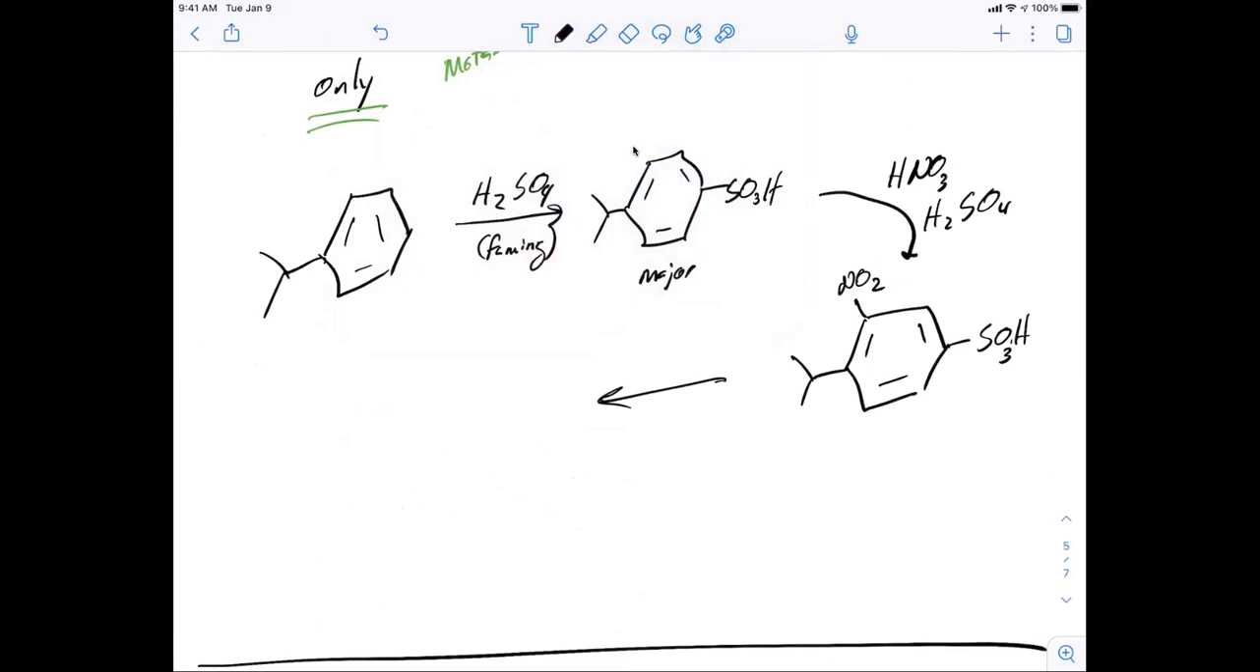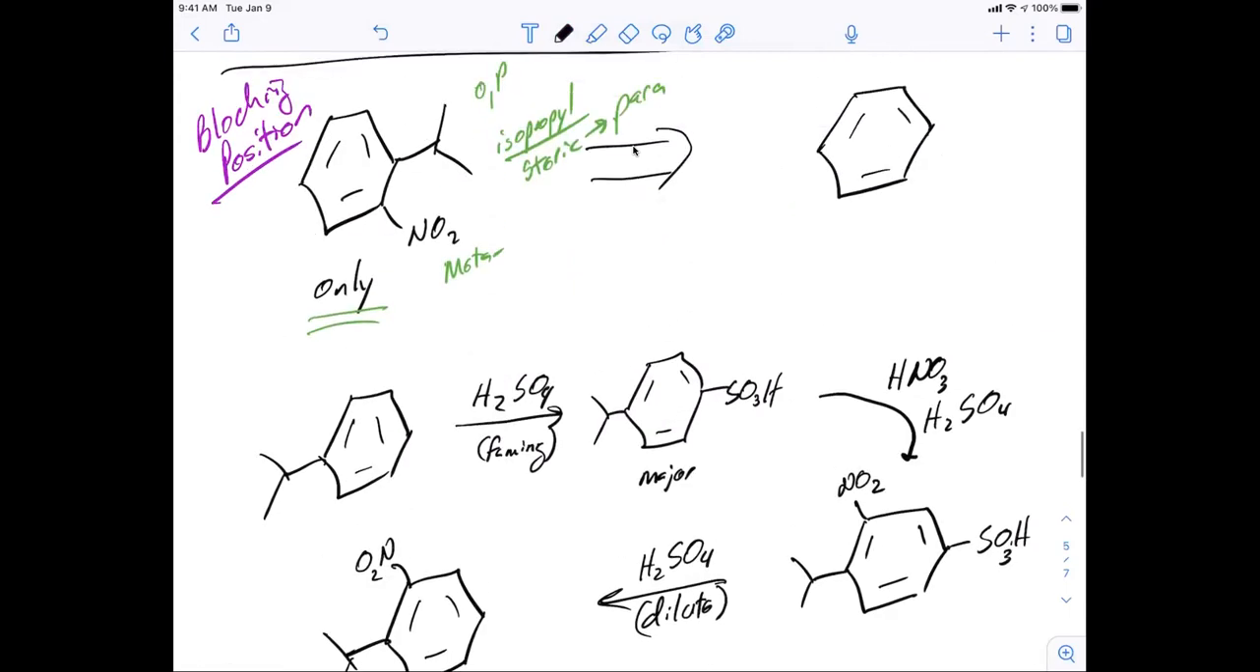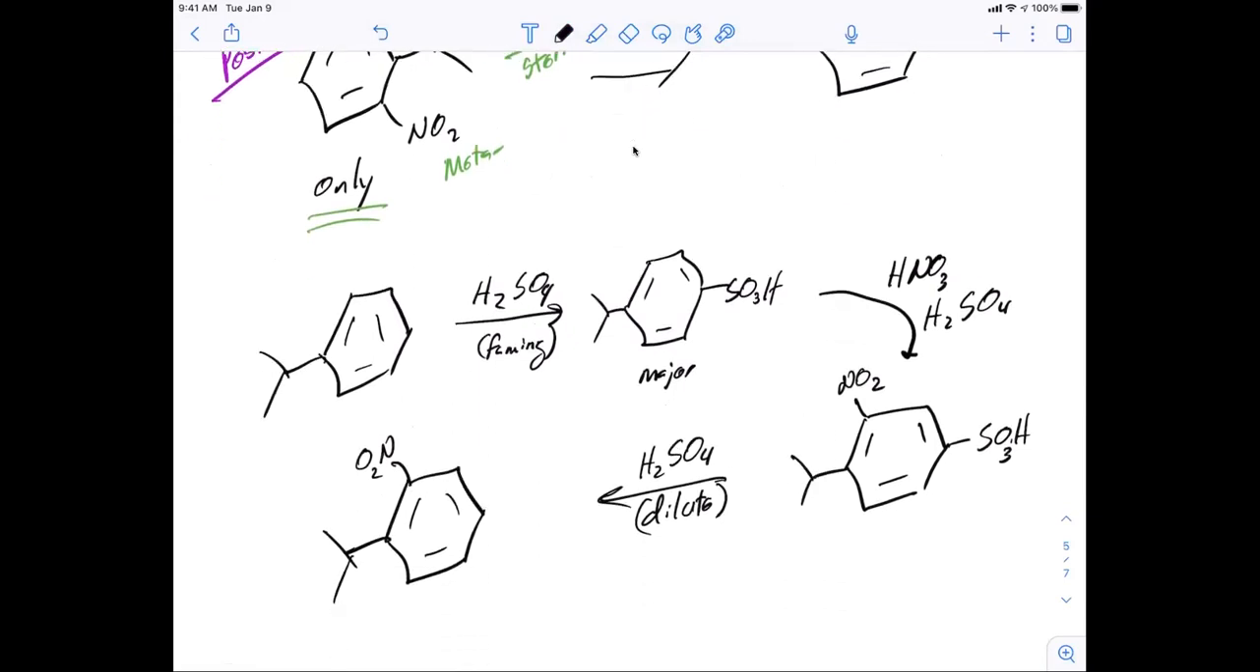And then how do we get the sulfonate off? We use sulfuric acid again, but now dilute. So that sulfonation is reversible by just using the same acid, but adding more water, okay? So high water, dilute, takes the sulfonate back off, unlike the low water, high concentration, like the fuming, which adds the sulfonate. And again, this is an example of blocking a position. Questions about this one?